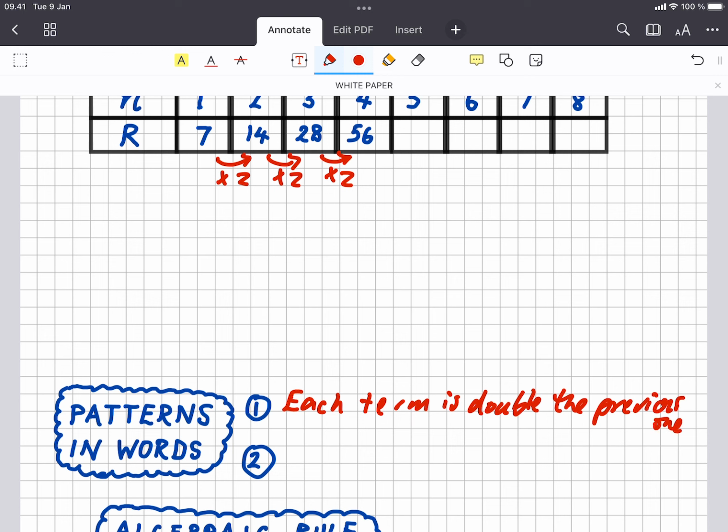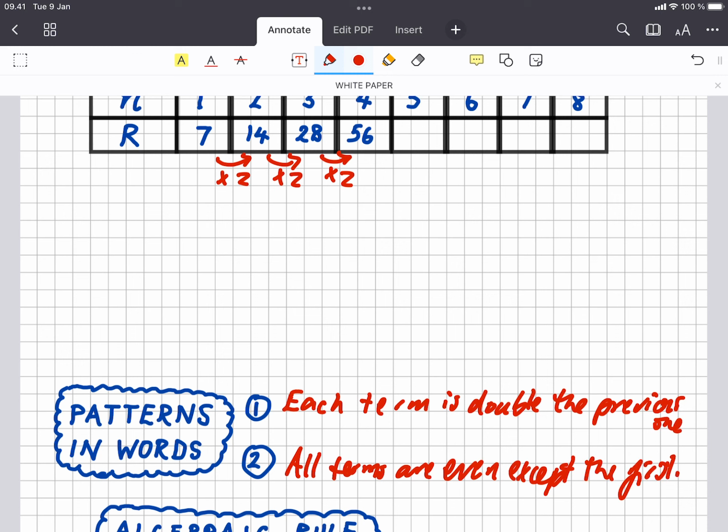What could we write next? All of the terms are even except for the first one. All terms are even except the first. That could be something we could write as an observation in words.